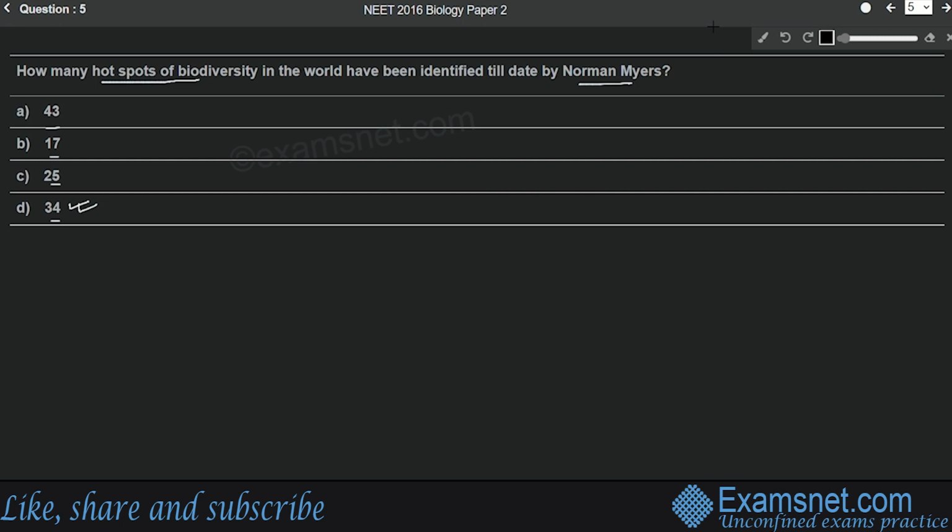See, for an area to be identified as biodiversity hotspot, it has to fulfill 3 criteria. Okay. So the region or the area should have 3 characteristics. First one is high biodiversity. That means there is a large biodiversity in that area.